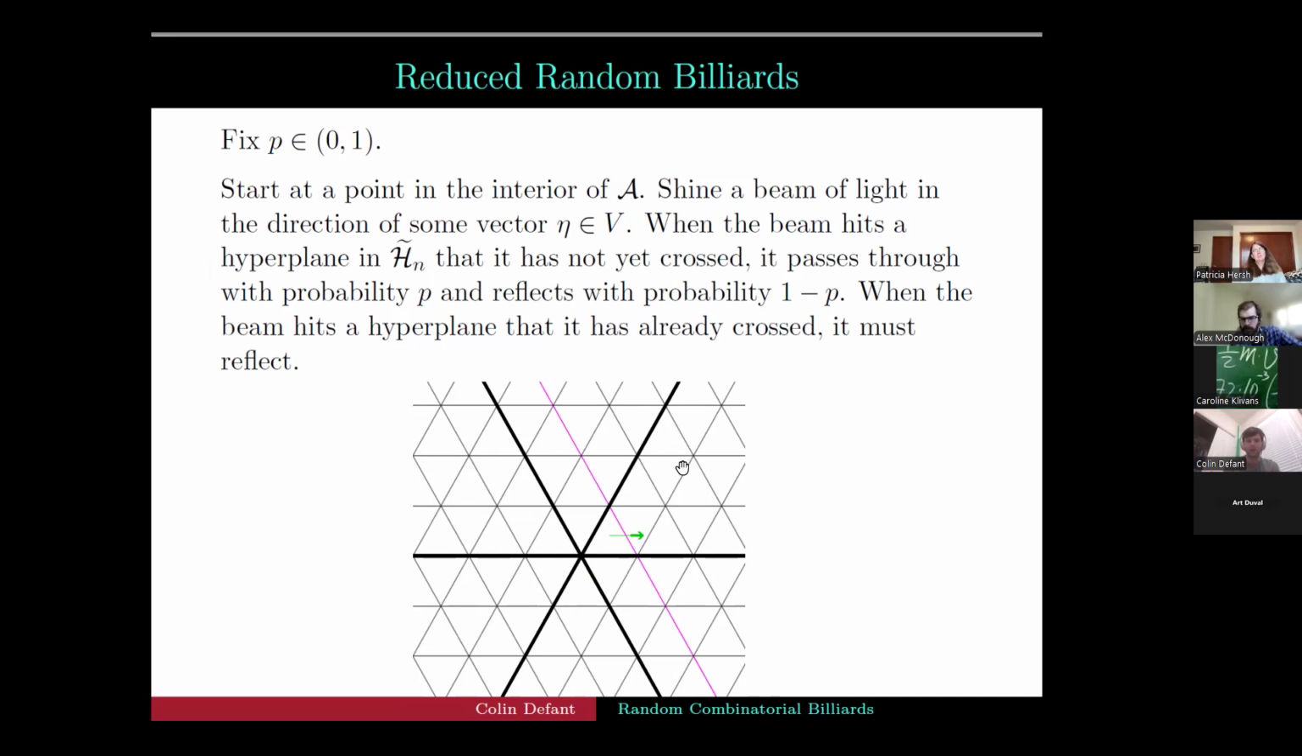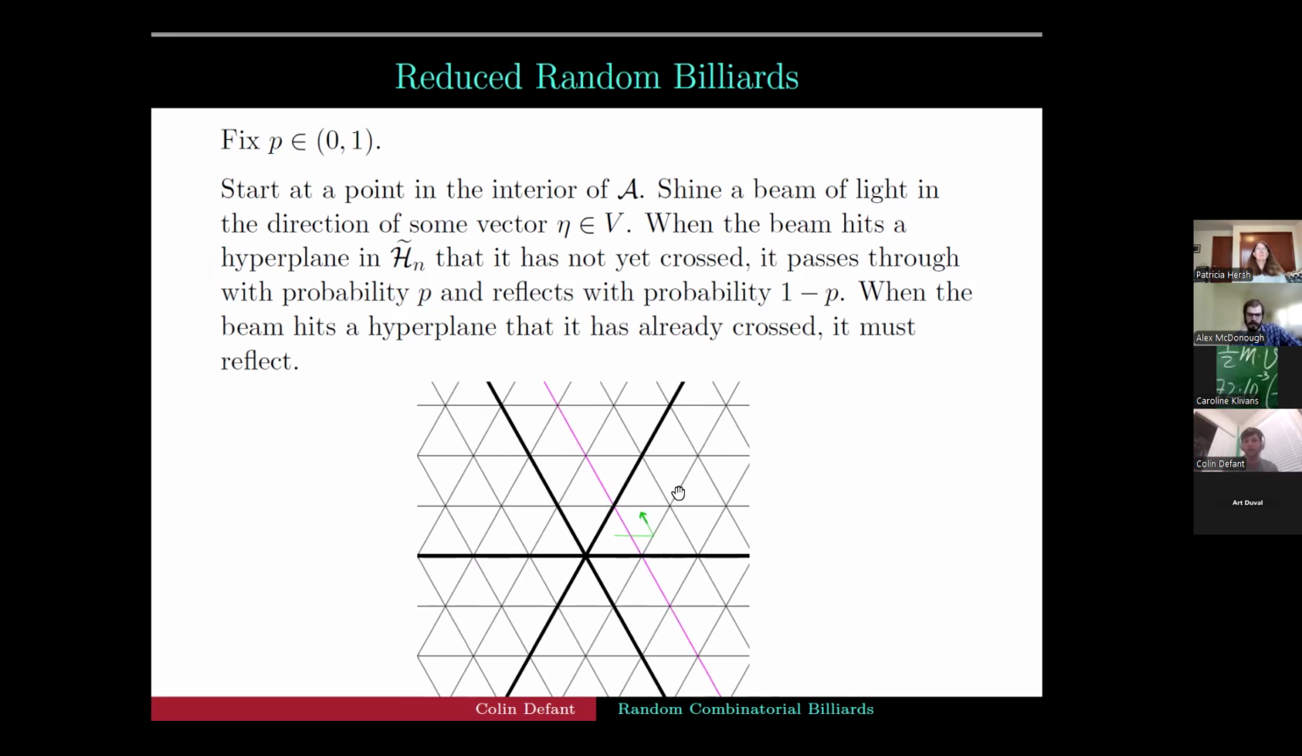Okay, well, now we hit this line here, and we'll either pass through with probability p or reflect with probability 1 minus p. Let's say we reflect. Notice that this line does not become pink because we didn't cross through it. We just reflected off of it, but that's not the same as crossing through it. Now we hit this line, and we either pass through with probability p or we reflect with probability 1 minus p. Let's say this time we pass through. Now again, we either pass through or we reflect. Maybe this time we pass through. Now again, maybe this time we reflect.